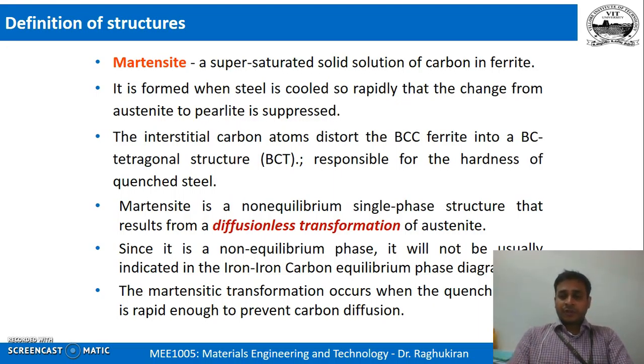It has to diffuse out, okay. So if you go slowly, it will come out nicely, and you will remain with ferrite, which is having only 0.025 carbon. All the remaining carbon will form as some other phase, like cementite and so on, right?